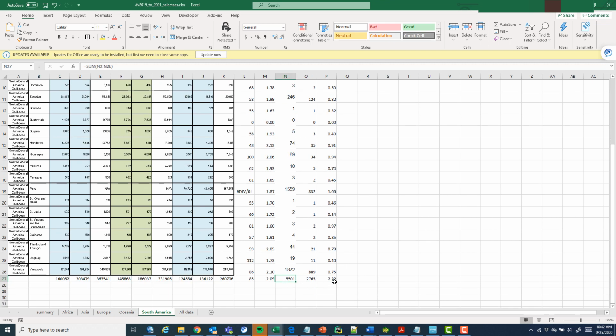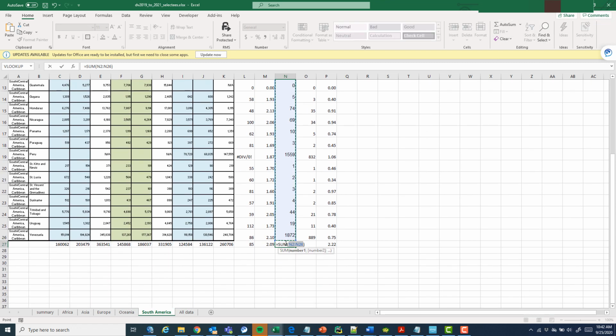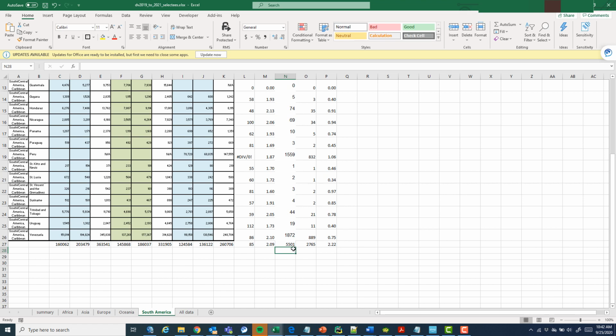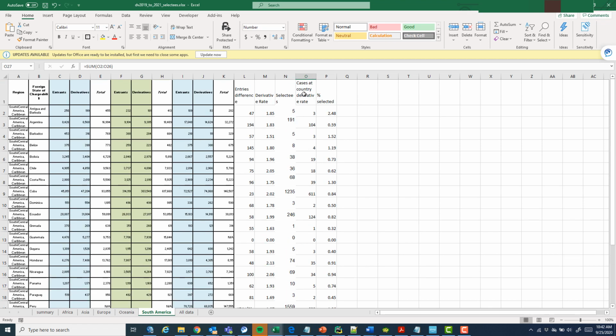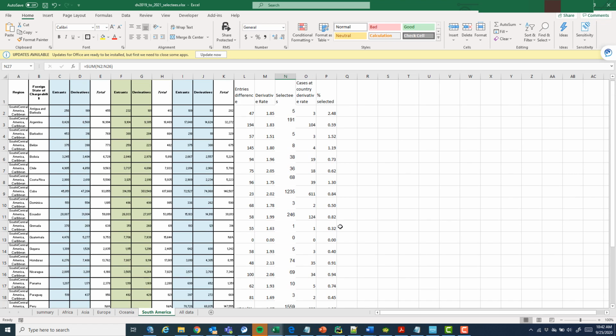Actually, this number's not right, so that number's wrong. I'm sorry. Let me just fix that number. Auto sum on that. No, that's not right. Auto sum. Oh, that is right. I'm sorry. Beg your pardon. So that's 5,501 selectees. That is correct, and therefore that number is correct. The number of derivatives is what drives the percentage based on the number of selectees.